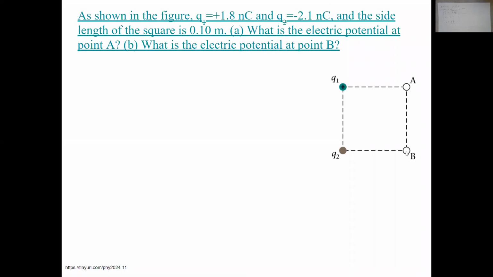Remember, electric potential is a scalar quantity. You simply have to add the electric potential at point A by Q1 and Q2, and then at point B by Q1 and Q2. I'll give you a few minutes to try to work on this. Then we can take a look at the solution together after that.